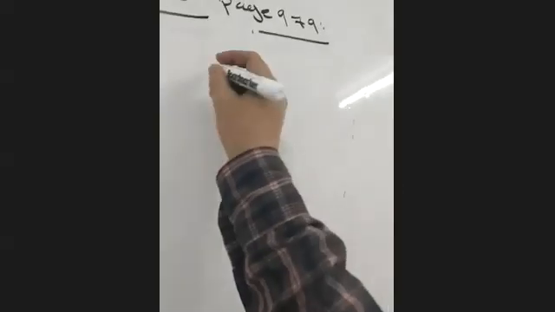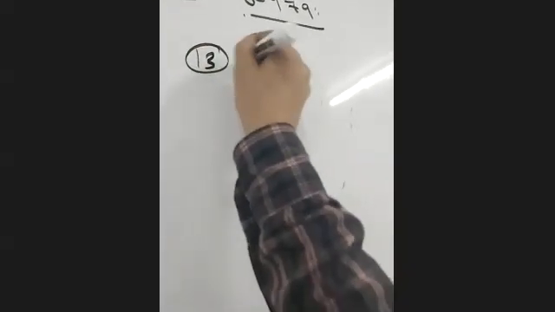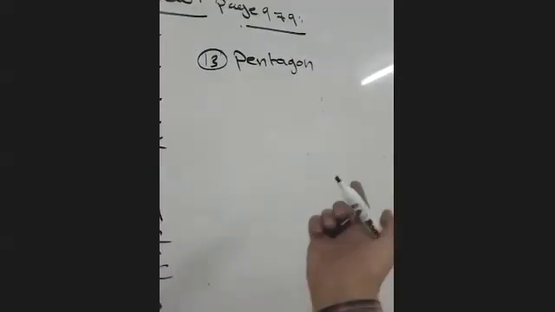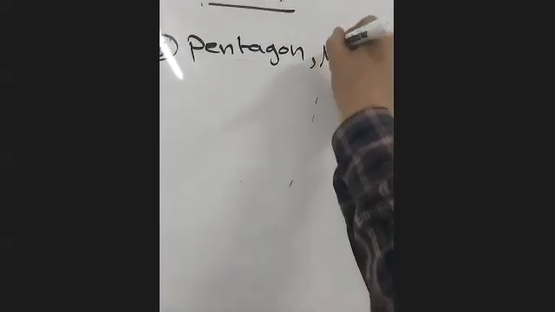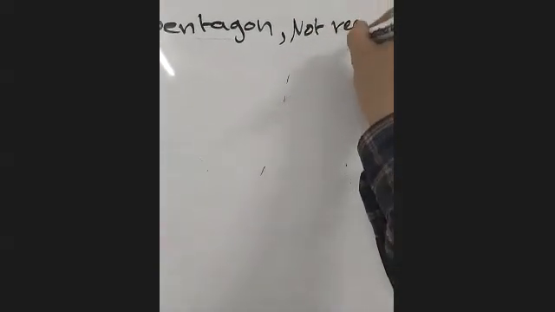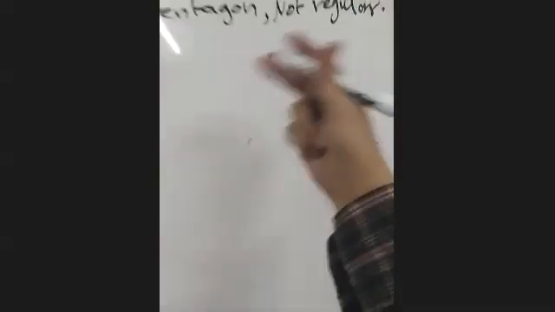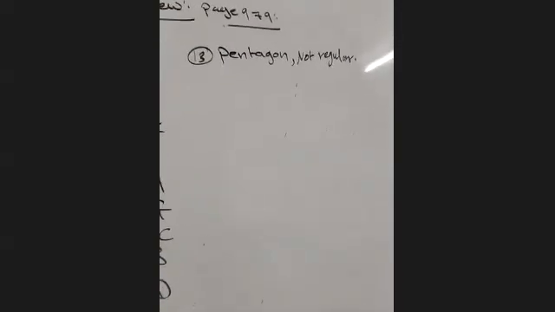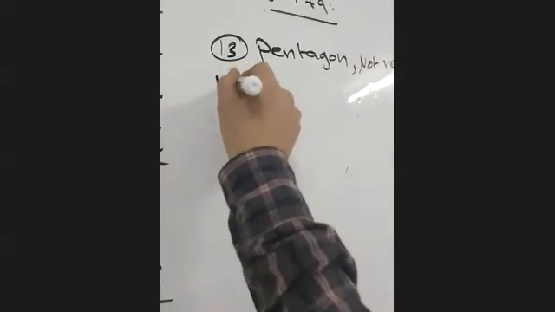Is it regular or not regular? Not regular. Why? Because we have different side lengths. Question 13 is a pentagon. Why pentagon? Because it has 5 sides and it is not regular. Why not regular? Because the sides have different lengths. This is question 13.